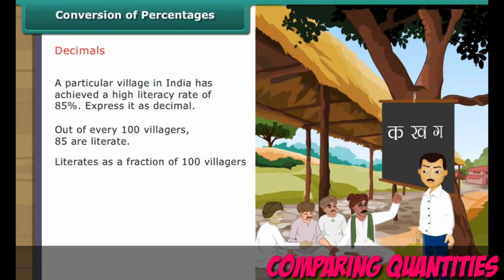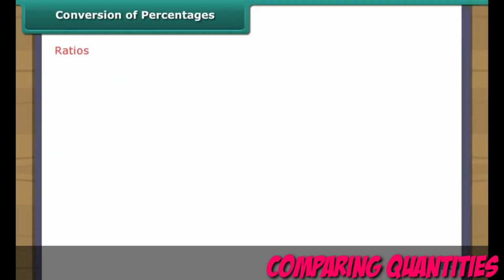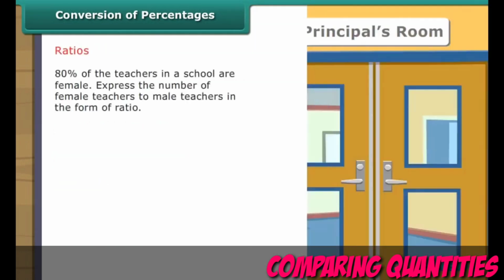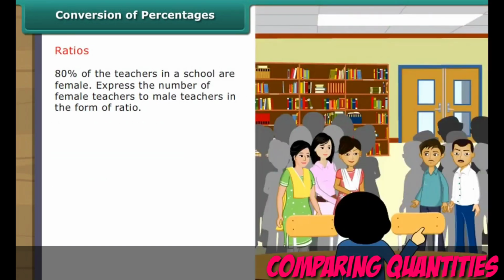Literates as a fraction of 100 villagers is equal to 85 upon 100, which equals 0.85. 85% expressed as decimal is 0.85. Ratios. 80% of the teachers in a school are female. Express the number of female teachers to male teachers in the form of ratio.